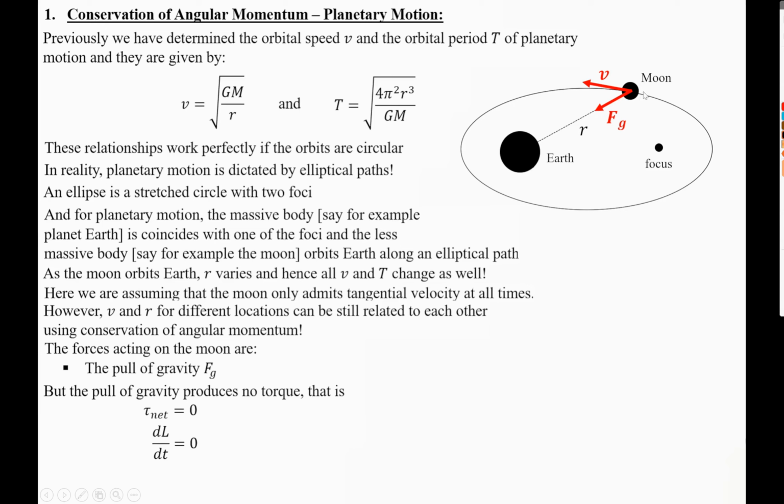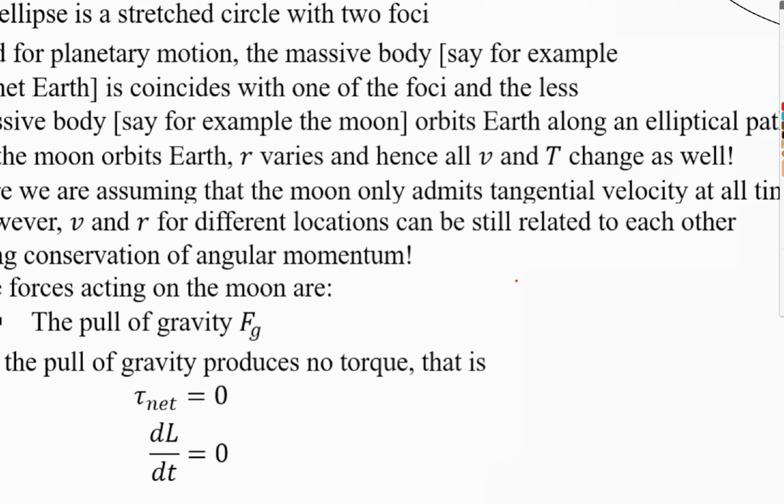Now, what are the forces that are acting on the Moon? We have only the pull of gravity. If the only force acting on the Moon is the pull of gravity, and the pull of gravity produces no torque, this means the net torque on the system is equal to 0. Now remember, for translational motion, F net is given by the variation of momentum. And if the net force is equal to 0, this means dp by dt equals 0. And if the derivative of a function is 0, it means that this function is constant. And by constant, it means it is conserved.